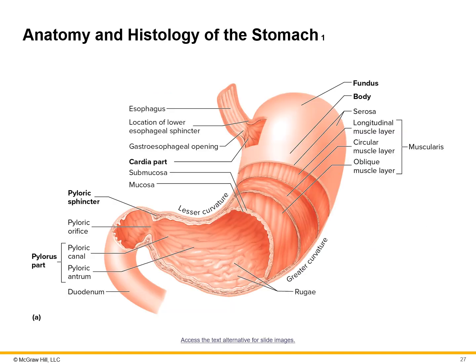So again, our main parts: we have the cardia part, which is where the esophagus empties into. We have the fundus here at the top. Then the body is the main part with our greater and lesser curvatures. And then we move into the pylorus part with this pyloric sphincter. The esophageal sphincter is here at the top as well.